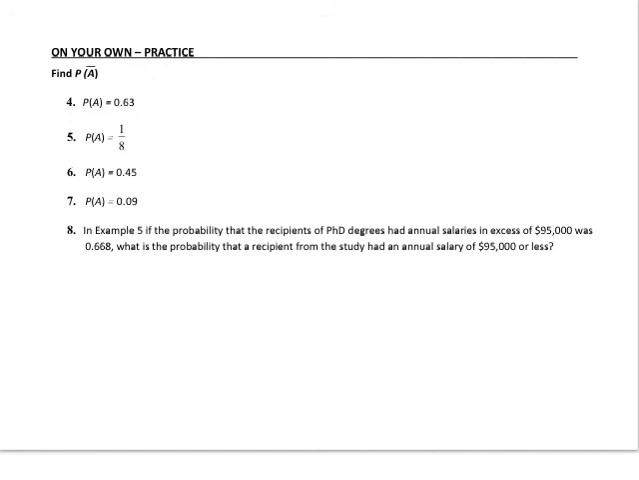I'd like to point out that this is the notation for the complement. So if you see the P, which stands for probability, and the A with the bar over it, that means that you're finding the complement. So for number 4 here, I want you to take 0.63 and subtract it from 1, because we want to find out the probability of A not happening. So this is the probability of A bar, okay, and that's what you're going to find once you subtract 0.63 from 1. You're going to want to do that with numbers 5, 6, 7.